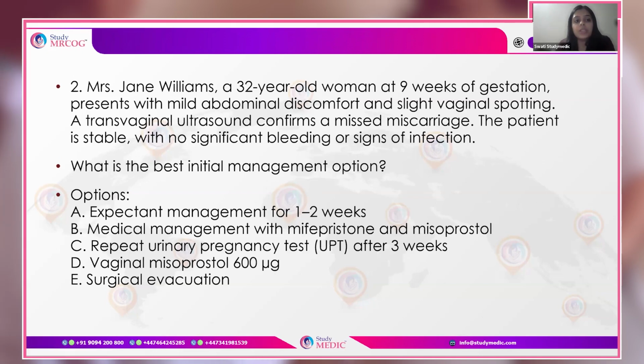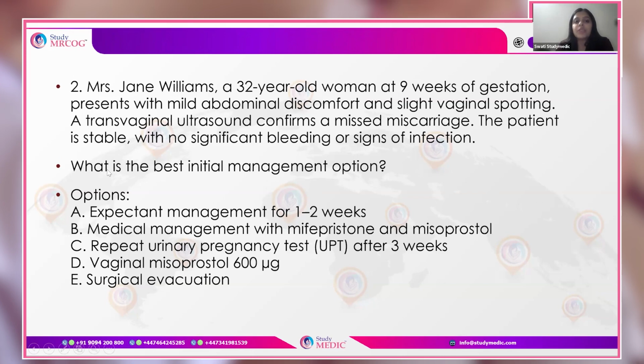Coming to the second question, Mrs. Jane Williams, a 32-year-old, at 9 weeks of gestation, presents with mild abdominal discomfort and slight vaginal spotting. A transvaginal ultrasound confirms a missed miscarriage. The patient is stable with no significant bleeding or signs of any infection. So what's the best initial management option?